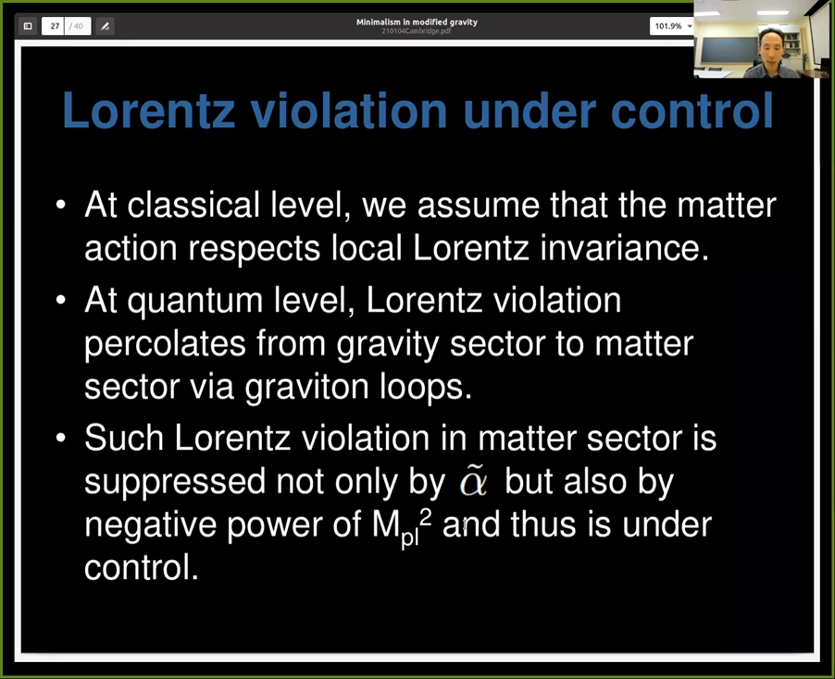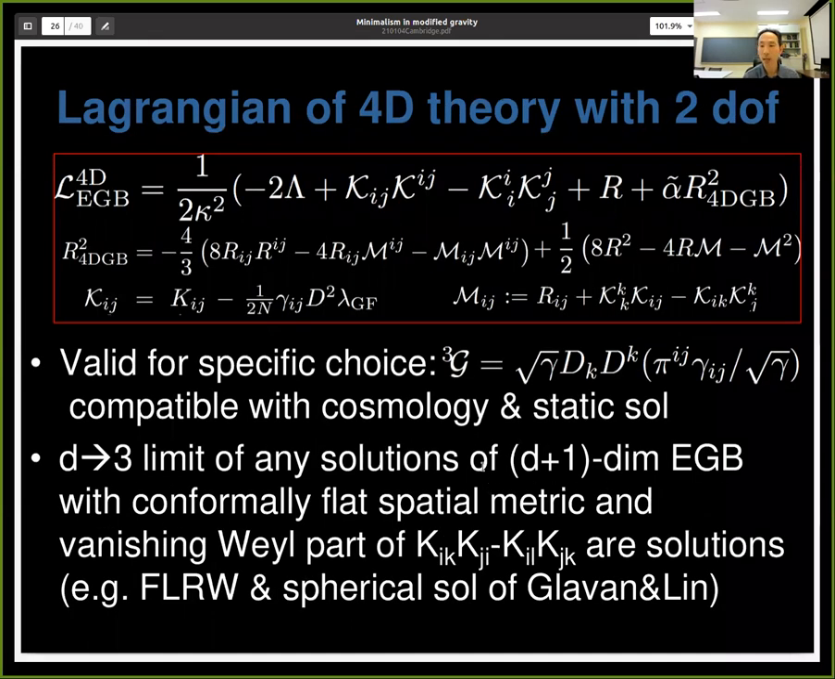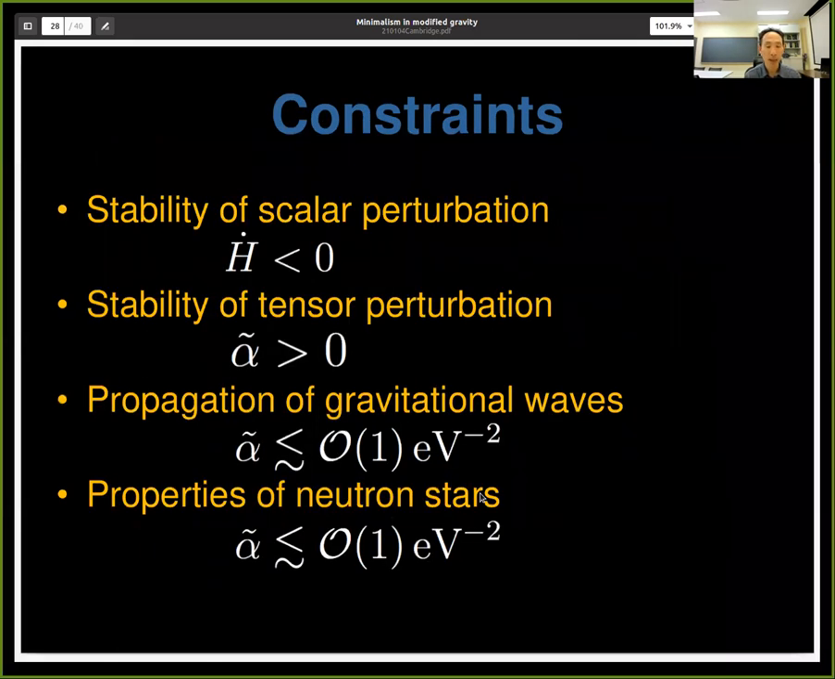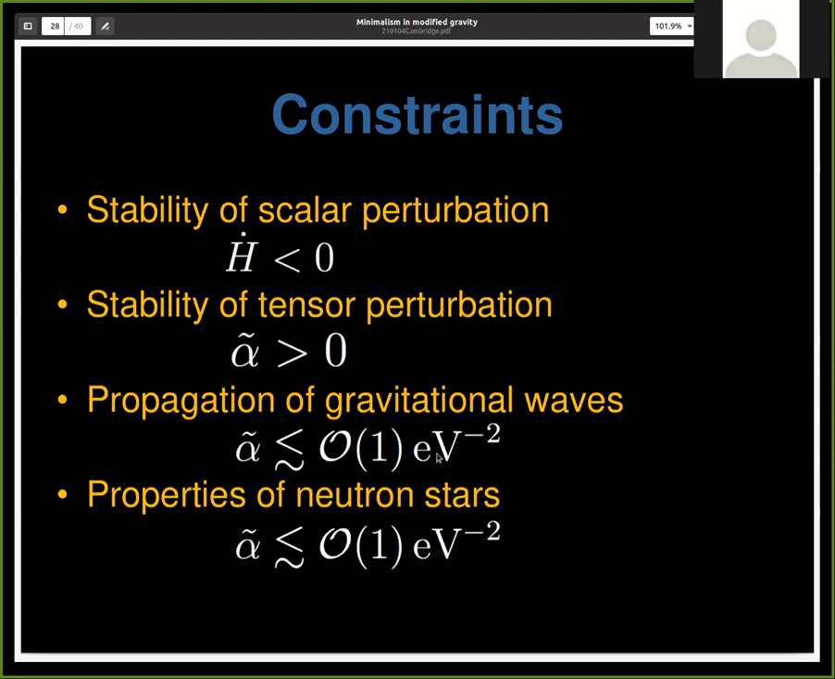And when alpha tilde is zero, we go back to GR in a gauge fixed form. So when alpha tilde is zero, there is no Lorentz violation in the matter sector. So I think Lorentz violation is under control. Okay. We can get some constraints on this theory, especially the coefficient alpha tilde. And the strongest constraint comes from the propagation of gravitational waves, and alpha tilde should be smaller than this value. By the way, alpha tilde is dimensionful, as you see from here.